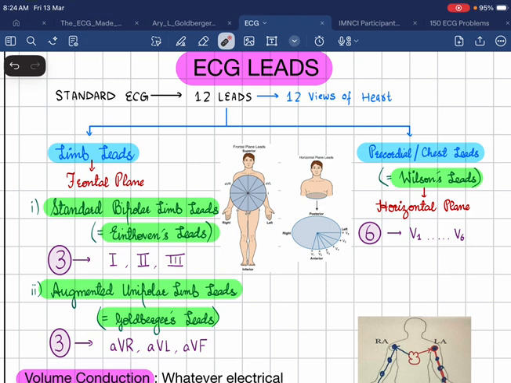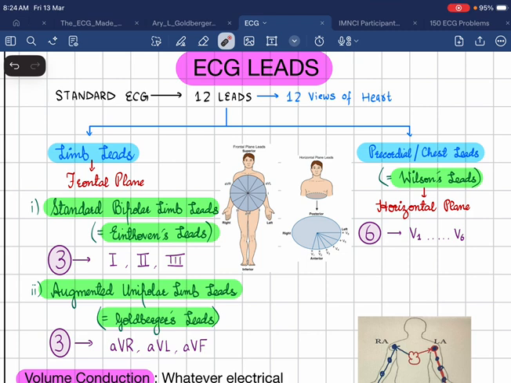We have got limb leads which view the heart in the frontal plane, like you can see in this picture, which include the standard bipolar limb leads, also known as Einthoven's leads, which are three in number: lead 1, lead 2 and lead 3. And in limb leads we also have augmented unipolar limb leads, also known as Goldberger's leads. They also are three in number: AVR, AVL and AVF.